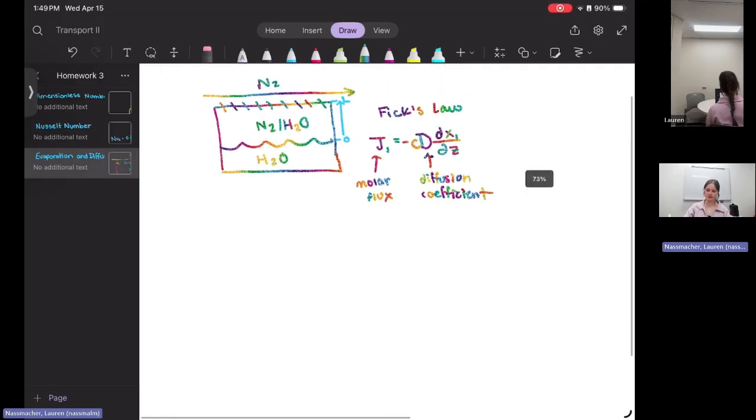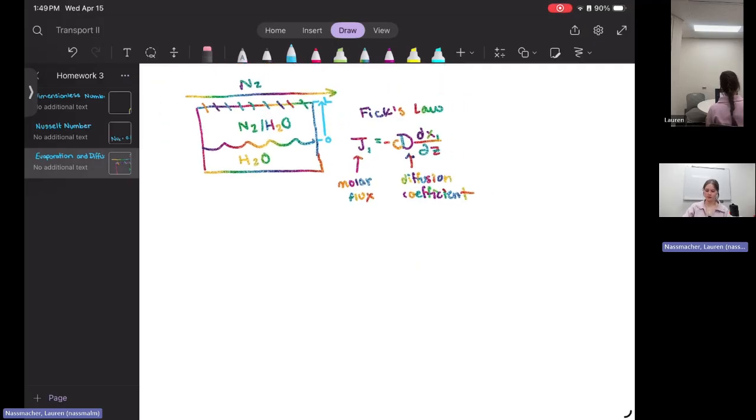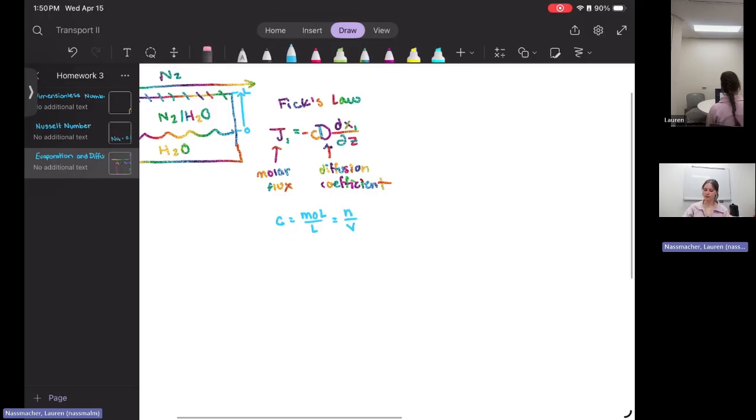Let's look at the units of each of the components of our Fick's law. We first have our concentration, and that's going to be moles over our volume, our liters, which is N over V. And if you understand a basic law, PV equals nRT, you can clearly see that N over V is equal to P over RT.